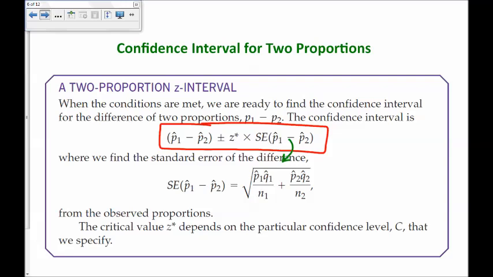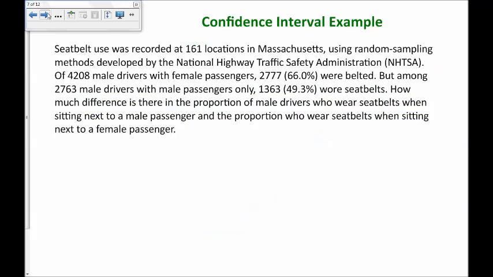That's basically it. I want to give you an example of confidence intervals. Seatbelt use was recorded at 161 locations in Massachusetts using random sampling methods developed by the National Highway Traffic Safety Administration, NHTSA. That's important because if you ask people if they wear their seatbelts, they're always going to say yes. So you have to find some other way of sampling, and I guess NHTSA found a way to do this, a random sampling method.